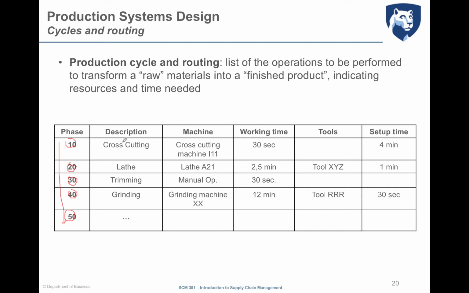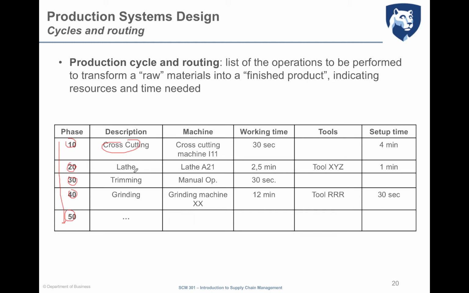So the first phase is cross-cutting, the second is lathe, the third one is trimming, then you have grinding, and to do cross-cutting, you need the cross-cutting machine I11 that needs to work 30 seconds and needs a setup time of 4 minutes to be configured to produce a new product. Okay, so this production process starts with phase 10, doing cross-cutting with the machine I11 for 30 seconds, setup time 4 minutes.